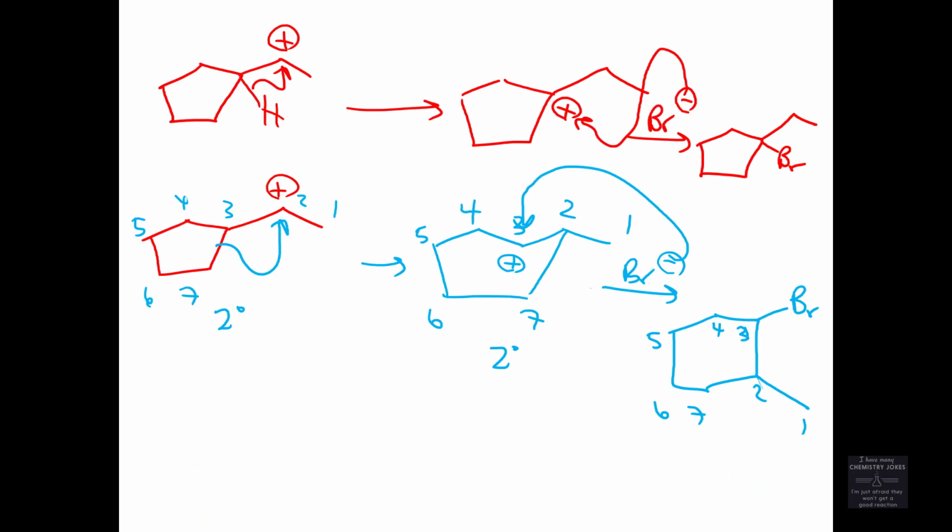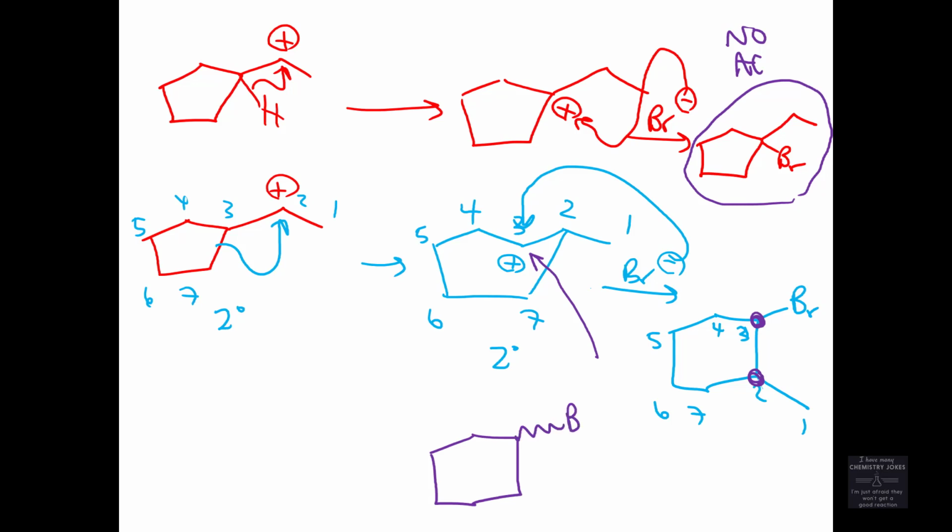Yeah? What about in this top red product? Squiggles? No. No asymmetric carbon. So no squiggles. And in this bottom blue product, we have 2 asymmetric carbons. Carbon number 3 and carbon number 2. Carbon number 3 used to be a carbocation, so that one should be racemic. Carbon number 2 also used to be a carbocation, so that one should be racemic.